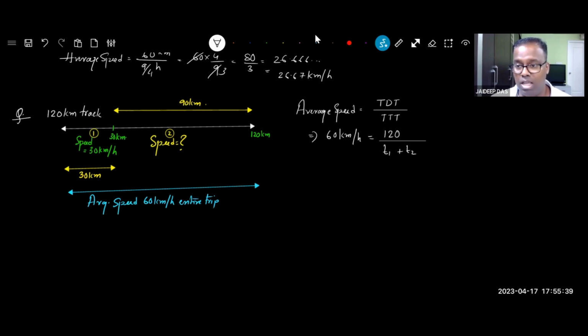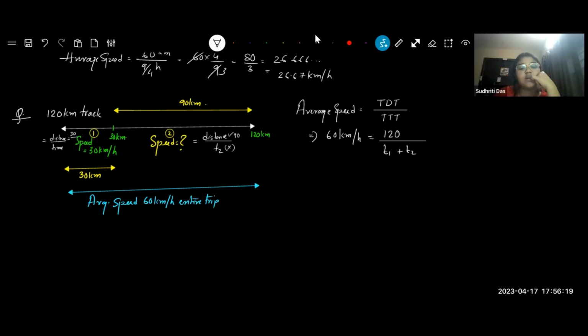But they have asked you what should be the speed in the second part of the journey. In the second part of the journey, if you want to find out speed, what is the formula for speed? Speed is distance upon time. Time is T2. Do you know distance? Yes, sir, 90 kilometers. Do you know T2? No, sir, I don't know T2. So if you are able to find out T2, your job is done. Do you know T1? Sir, we can find T1 from here. This speed is again distance upon time. What is the distance? Sir, 30. What is the speed?